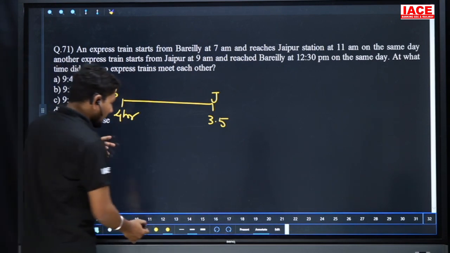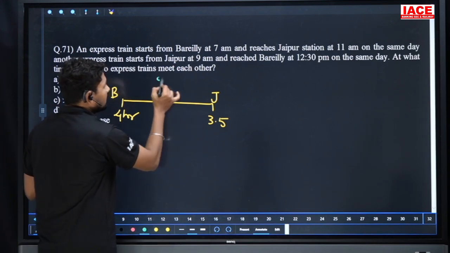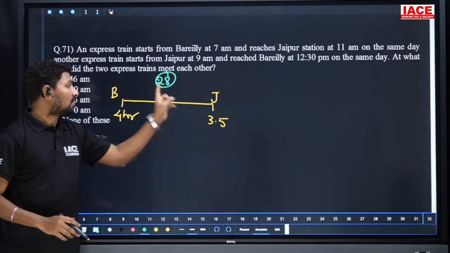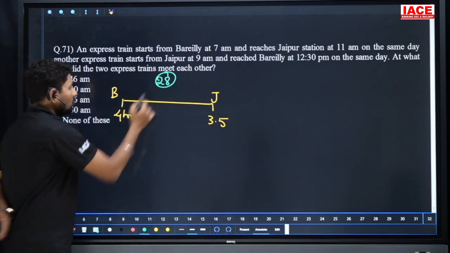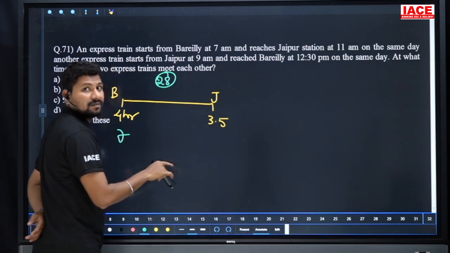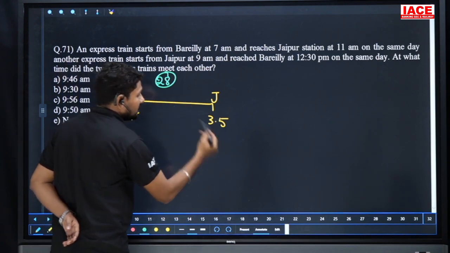For this purpose we have to assume a distance. The distance I am taking is the LCM of 4 and 3.5, which is 28 kilometers. 28 is divisible by 7, and 3.5 is also dividing. 28 in 4 hours is how many kilometers per hour? 7 kilometers per hour. 28 in 3.5 hours is how many kilometers per hour? 7 dividing, it is 4 times, but with 3.5 dividing it is 8.